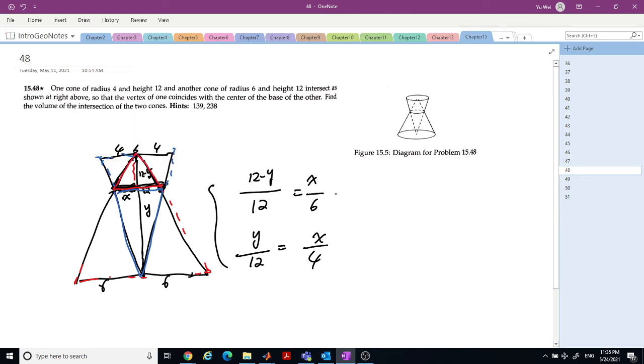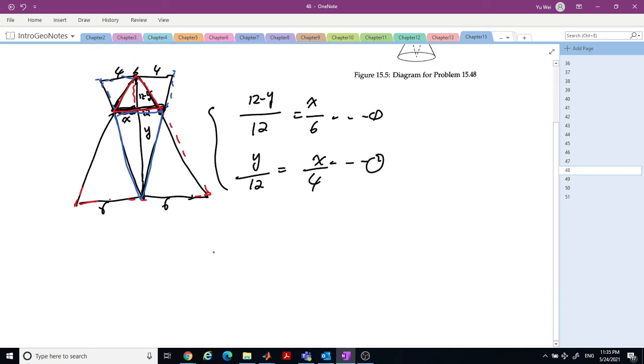So now you can solve equations 1 and 2. After you solve the equations, you have x equals 12 over 5 and y equals 24 over 5. Okay, now we can solve the volume, right? We have one cone and the other cone, right? They share the same base, so V is equal to V1 plus V2.